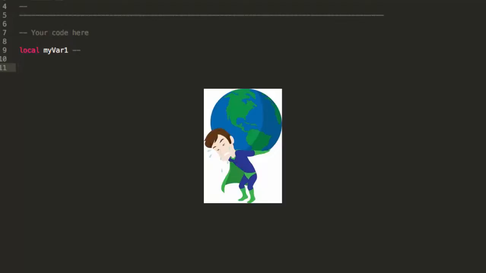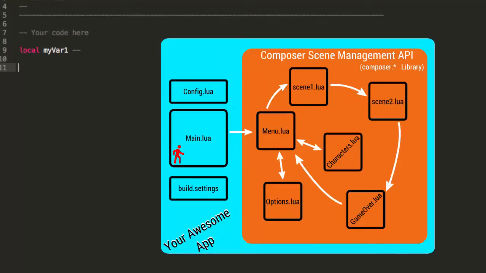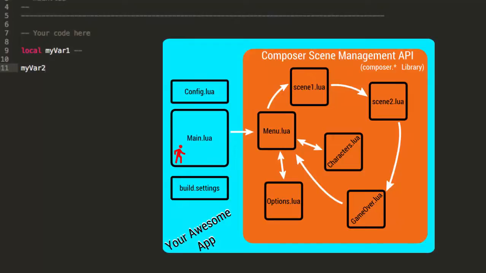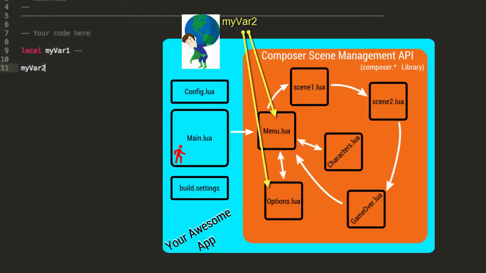If you define a global variable, it can be seen throughout the entire application. So just referring back to the overview map, that means if you define a global variable such as this one, myvar2, by nature of not prefixing the variable with the local keyword, it will become a global variable. And it'll be available anywhere in the application, so you could call on it from within, say, menu.lua or options.lua, and you'll have access to that variable throughout the entire application.